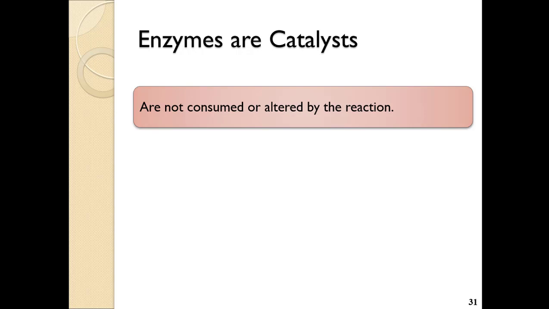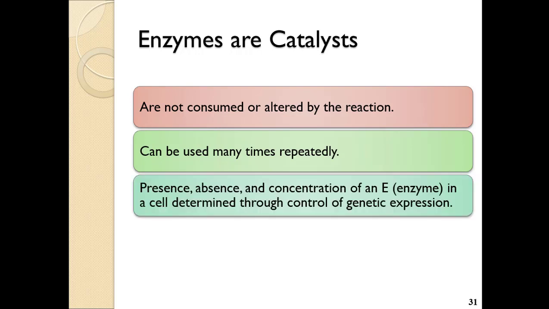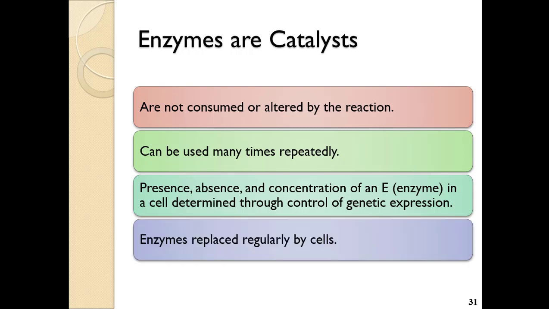They're not consumed or altered by the reactions in the end. They can be used many times repeatedly. This is what catalysts are. And the presence, absence, and concentration of an enzyme in a cell is determined through its genetic expression. So basically, the genes that are turned on or off within an individual cell will determine what enzymes are going to be produced. And this in turn determines what the cell is going to do. The enzymes are also regularly replaced because they do wear out after a while.